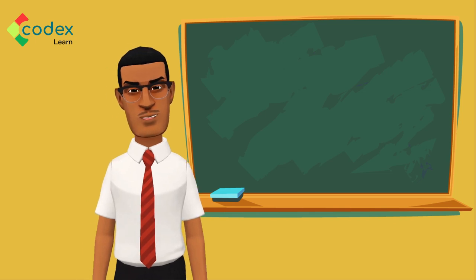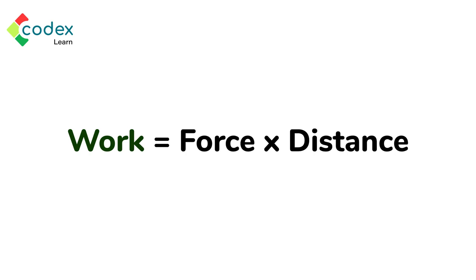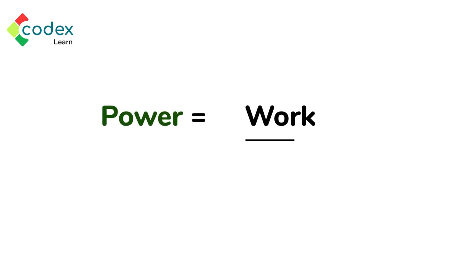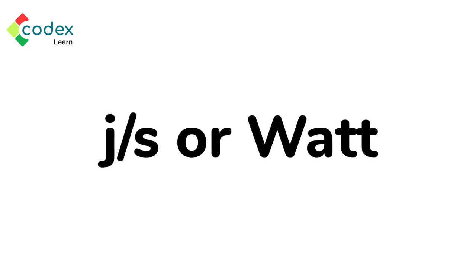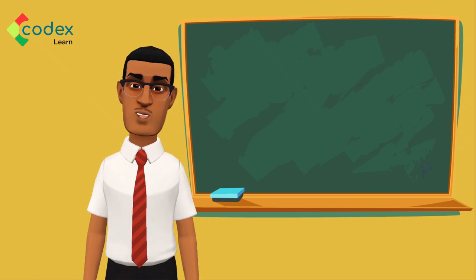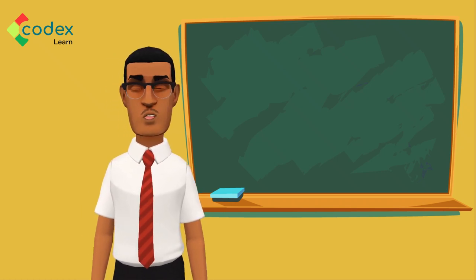We have learned about work and power in the way science describes it. Work is measured by the force times the distance, and also represented by joules, which is the unit of measurement. Power is measured by how much work is done over time. It is measured in joule per second or watt. In this lesson, we will learn about energy in the way it is described in science. Are you ready to learn something new?